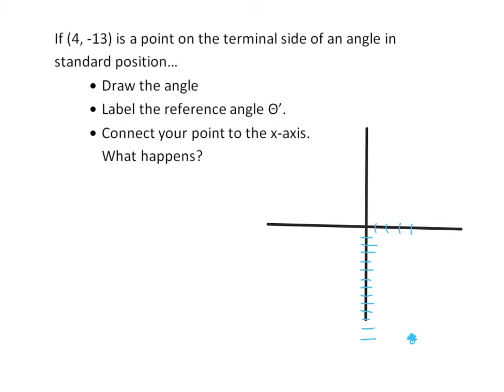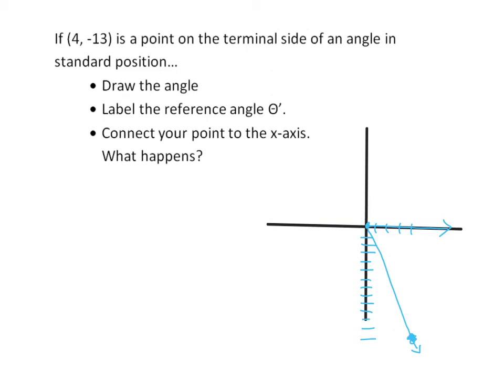It says that the point (4, -13) is a point on the terminal side of an angle in standard position, which means from the origin, I'm going to draw a line that creates my terminal side of my angle in standard position. I'm also going to draw the initial side of that angle as well. So let's make sure that this makes sense. Is it true that (4, -13), which is right here, is a point on the terminal side of an angle that's in standard position? Yes, it is.